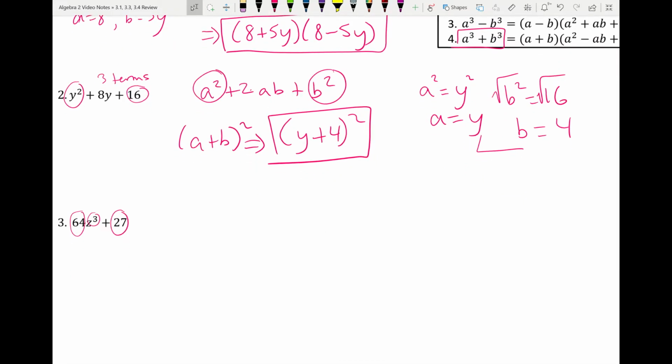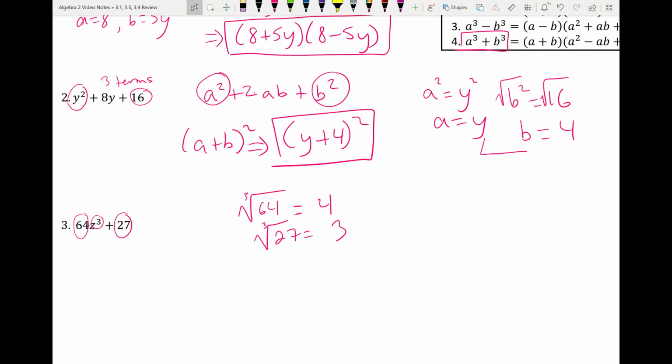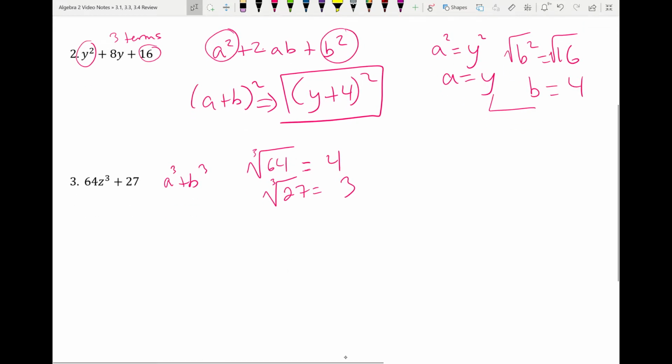So, what is the cube root of 64? A number that multiplies by itself 3 times to get to 64 would be 4, since 4 times 4 times 4 is going to be 64. And then I know that the cube root of 27 is going to be 3, because 3 times 3 times 3 is 27. So these are perfect cubes here. So this is a cubed plus b cubed. So I got to rewrite this.